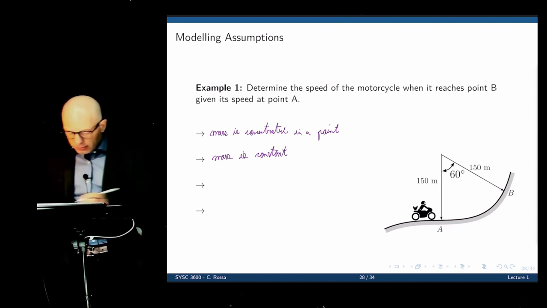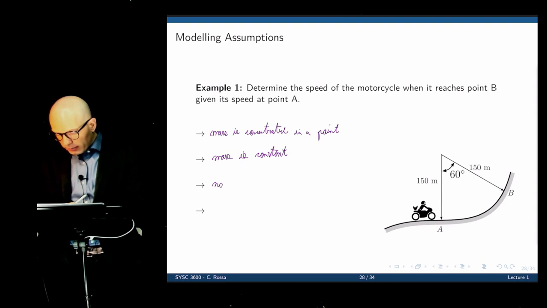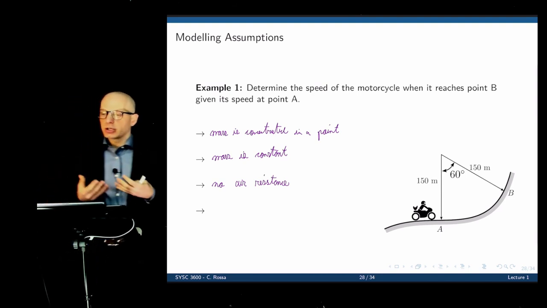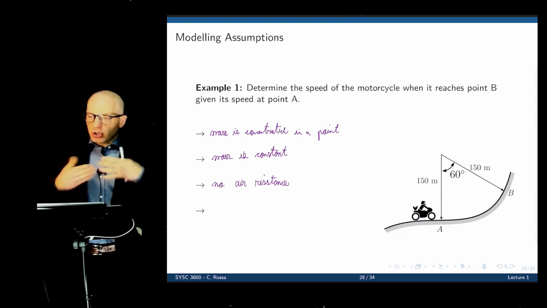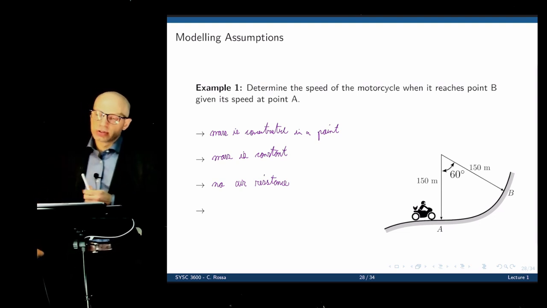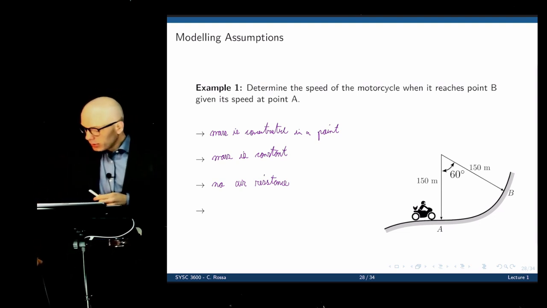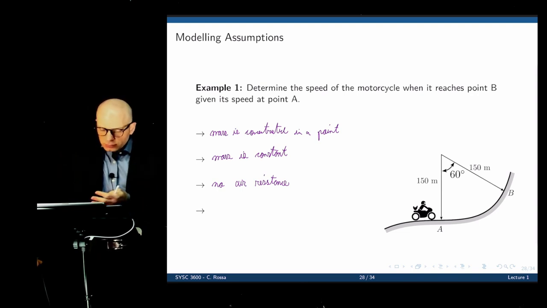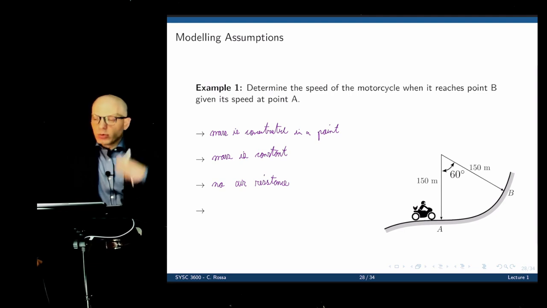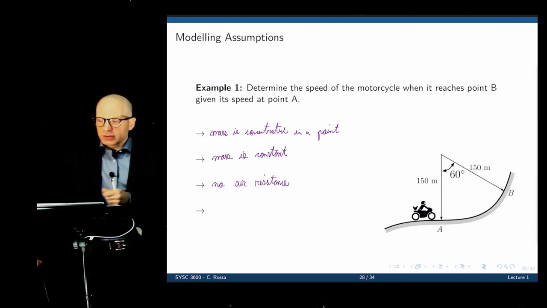What else can we assume? We can assume, for example, that there is no air resistance. We can also assume that the wheels are not slipping. There is always traction between the wheels and the ground. What else could we assume here? There are many different assumptions, but when you model the system, most of the time we have to make them so that we can describe the system with equations.